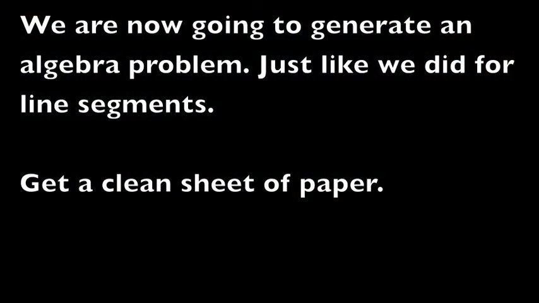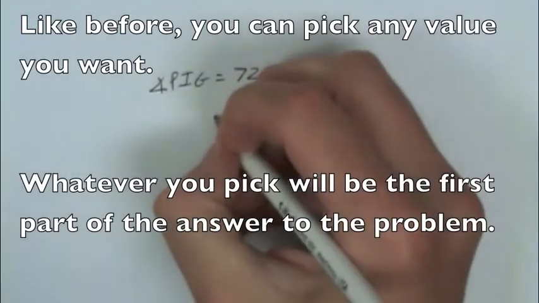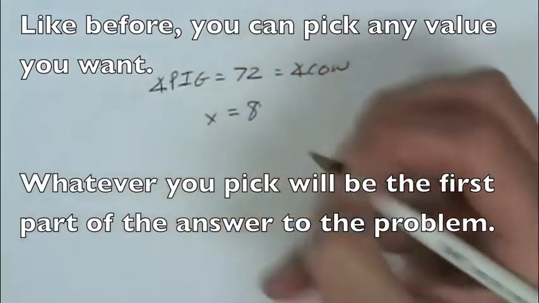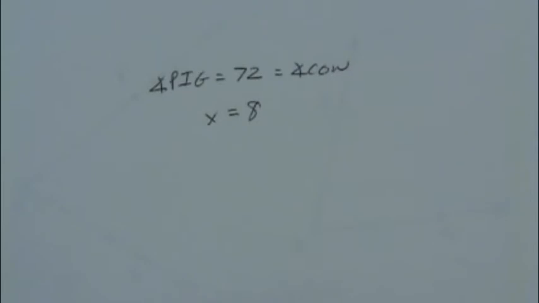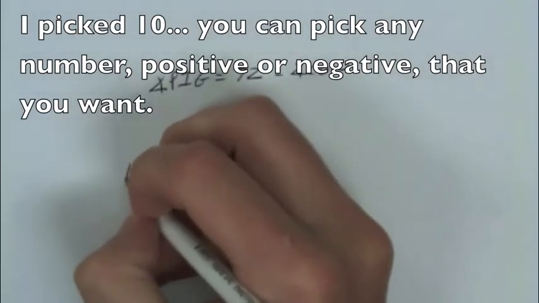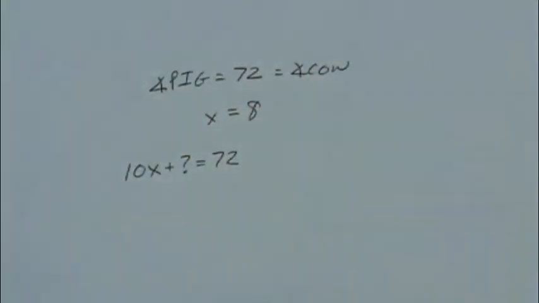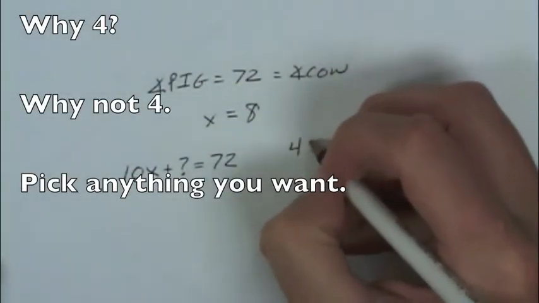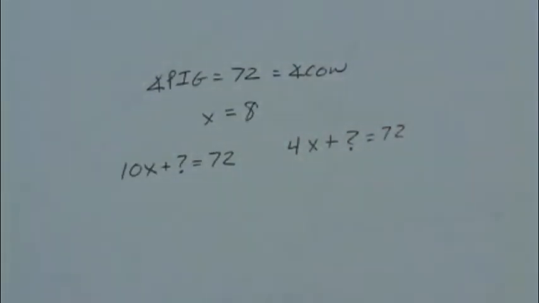What we want to do is generate an algebra problem for your classmates to solve. So we're going to choose a value for x. Let's let x be equal to 8 for this problem. Then we need to pick coefficients for both PIG and COW. Let's let the coefficient for the variable for angle PIG be 10. So that would be 10x plus something, and that's got to be equal to 72. That's PIG, okay? For COW, it's going to be 4. So 4x plus something has got to be equal to 72. Now why 10 and 4? No reason at all. I just picked whatever numbers I wanted.